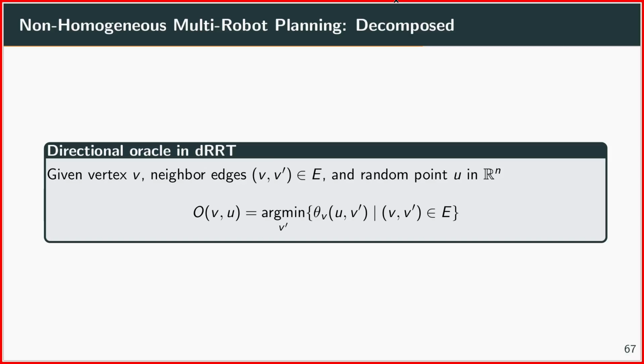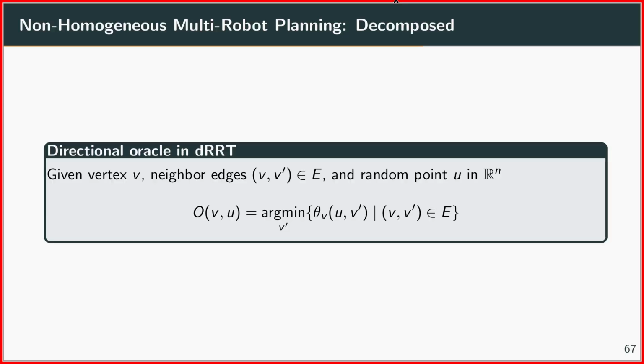And this directional oracle basically, just formalized here again. So if we have a vertex V and neighboring vertices and a random point, then this oracle basically computes you the argmin of all the angles between the line through a neighbor and the line through the random point for all neighboring vertices in our graph. So that is the basic idea.